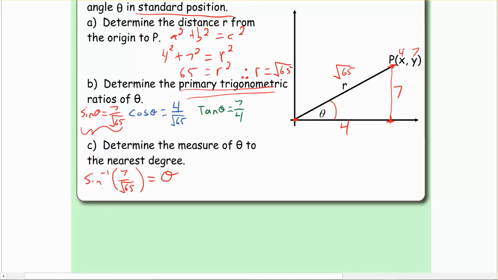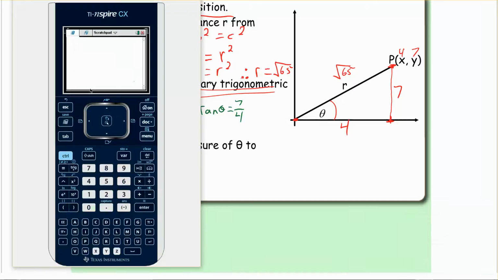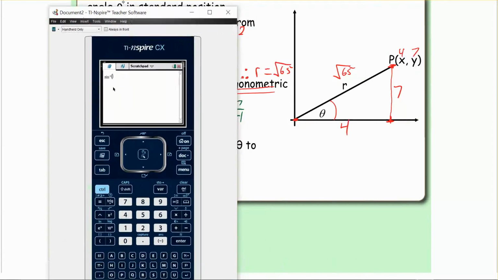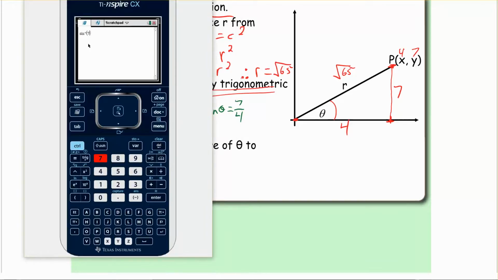And just to make sure that you know what I'm talking about, I'll show you how to punch that into your calculator. So if you go trig, and then you can see that you've got sine, cosine, all that kind of stuff, but then you've also got sine inverse. That's the one we want now. So click on that one. And then you just literally put in, what was it, 7 divided by square root 65.